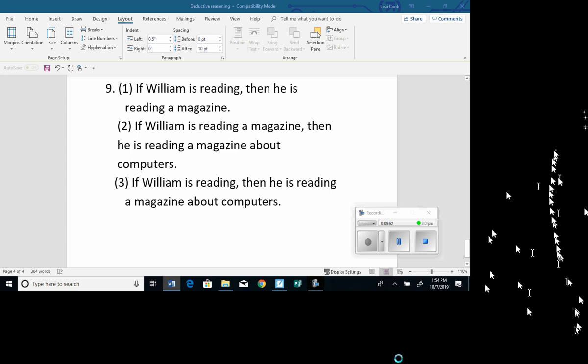William, look at this one, Andrew. If William is reading, then he's reading a magazine. And then this starts with him reading a magazine, then he's reading about computers. And then we take the first part of the first one and the last part of the second.